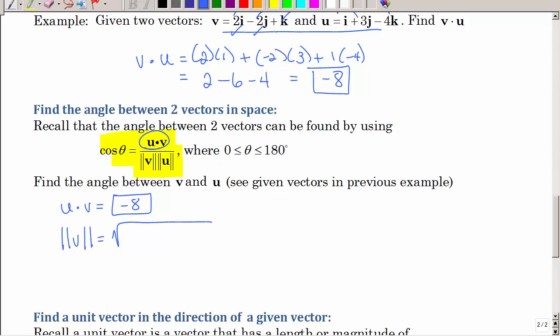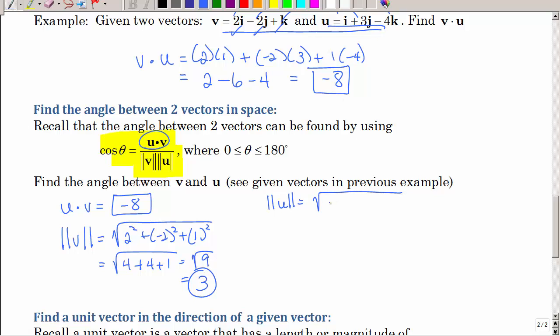Remember, that's the square root of the components squared, so we have 2 squared, negative 2 squared, and 1 squared. Now that happens to be the square root of 9, which is 3. And so let's see, the magnitude of u, so we would have 1 squared, 3 squared, and negative 4 squared. And again, checking my arithmetic, I believe that's the square root of 26. So if I want to find the cosine of theta, it's the dot product divided by their respective magnitudes.